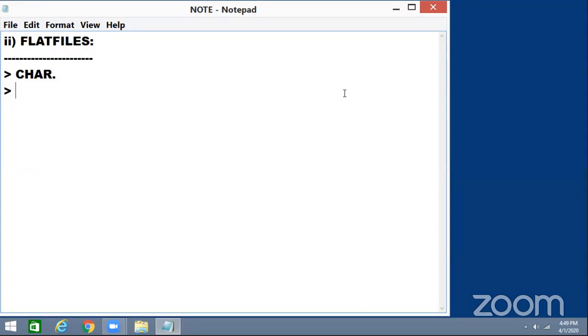So take flat files and write down: storing data in character format. Full stop.